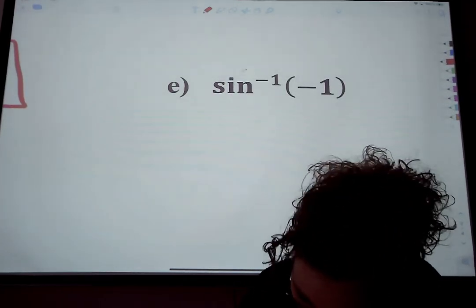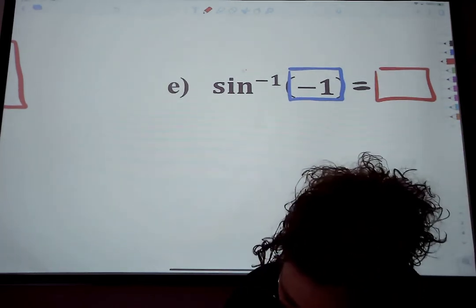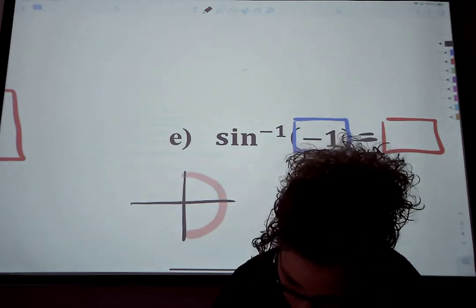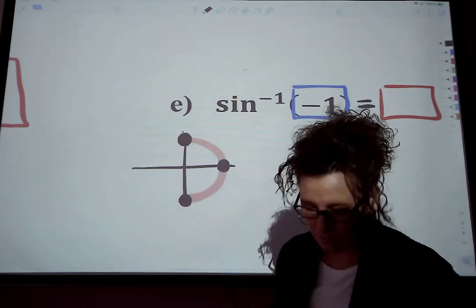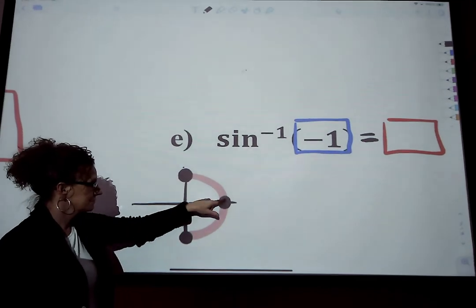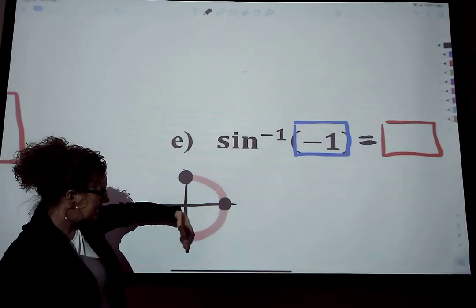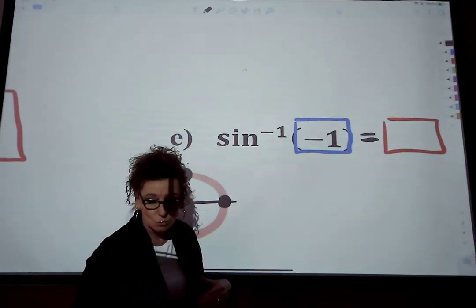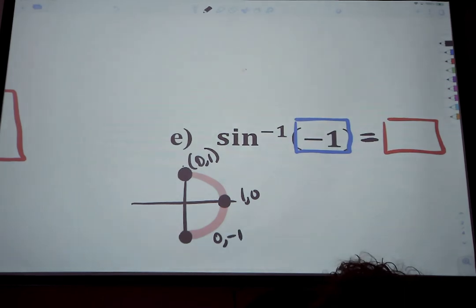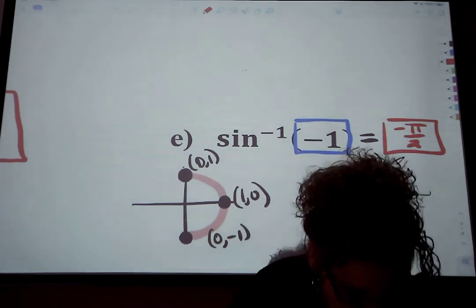Sine inverse is negative 1. Alrighty. This time, since my sine fraction is negative 1, it's going to be on an axis. And these are your only three choices. You can give me an angle of 0, you can give me an angle of positive pi over 2, or you can give me an angle of negative pi over 2. And since sine is y, 0, 1, 1, 0, 0, negative 1, I think it's this one. Negative pi over 2.